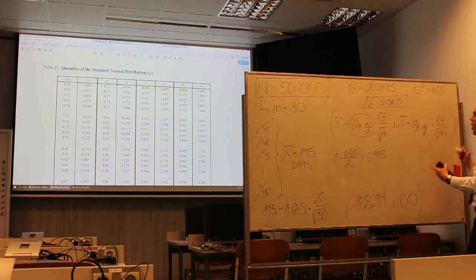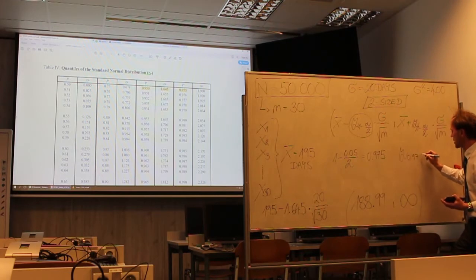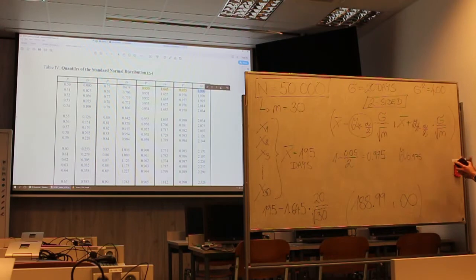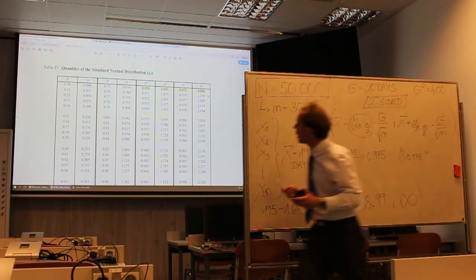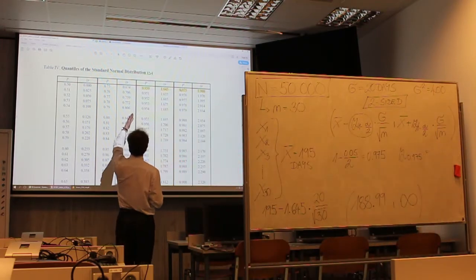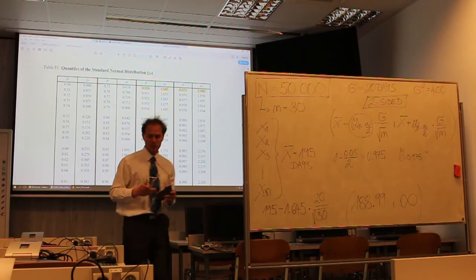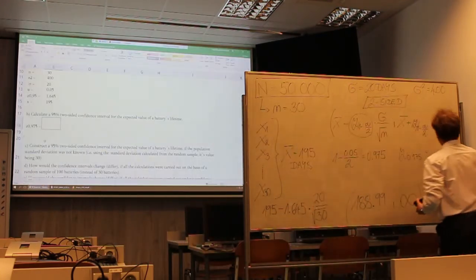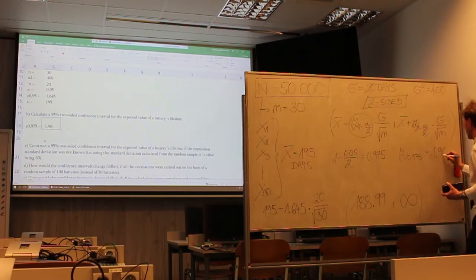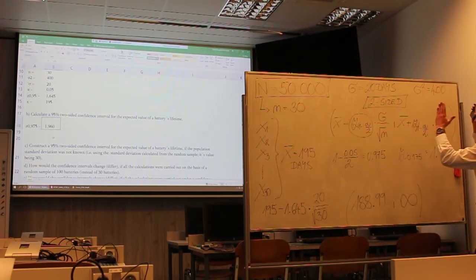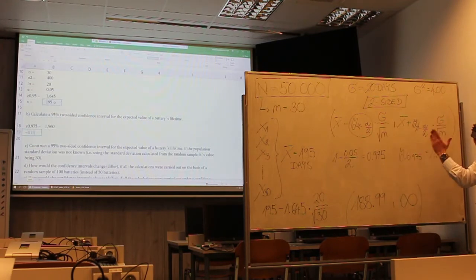So we will find the z 0.975, the 97.5% quantile for the standard normal distribution, which is in our tables: 1.96. Yes, 1.96. So this is the quantile. Yes. We are constructing a 95% confidence interval, yes? 95%.